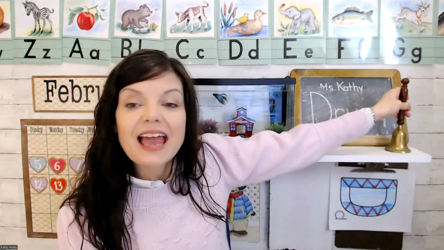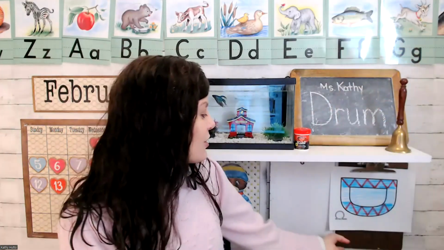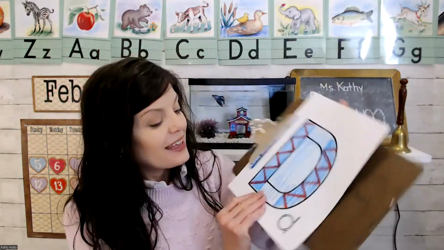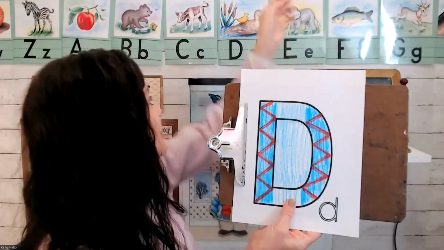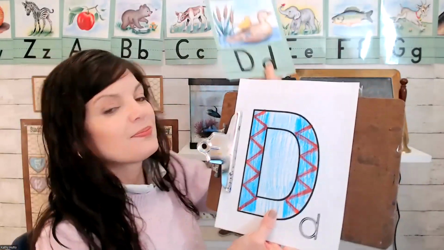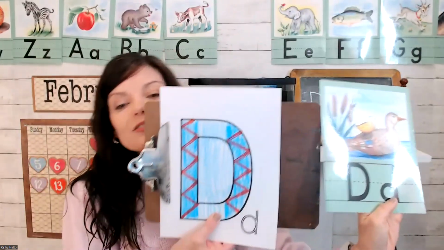Well, that was our calendar and weather time, and now it's time for our letter of the day. Today's letter is the letter D. This is the letter D. I turned it around and made it look like a drum. Here it is. There's letter D.